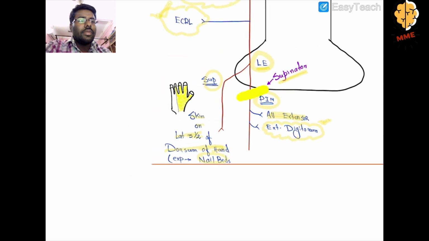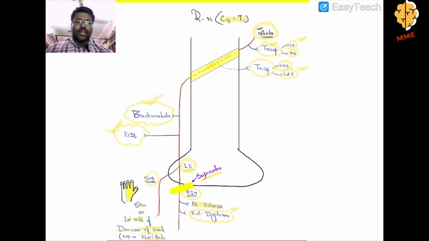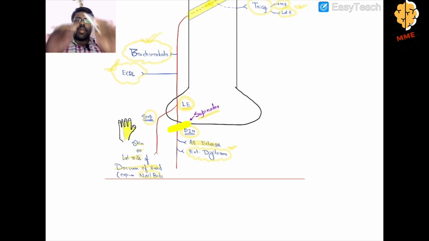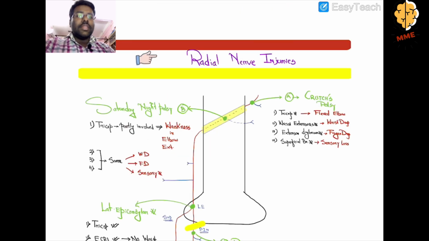Again briefly: it crosses the axilla and gives branches to the triceps; in the spiral groove it gives branches to the triceps; in the arm, the brachioradialis and ECRL; after crossing the lateral epicondyle, two branches, one going between the supinator and one superficial. The superficial supplies the skin of the lateral 3.5 digits without the nail beds, and the PIN, or posterior interosseous nerve, supplies all the extensors and extensor digitorum.